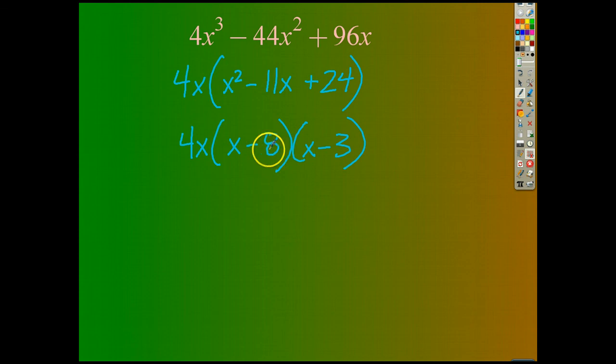So now let's look at our inside, right, our middle terms. So we have x times negative 3, negative 3x, negative 8x, that adds up to negative 11. There we go. So we got it. Looks good. All right, let's try another one here.